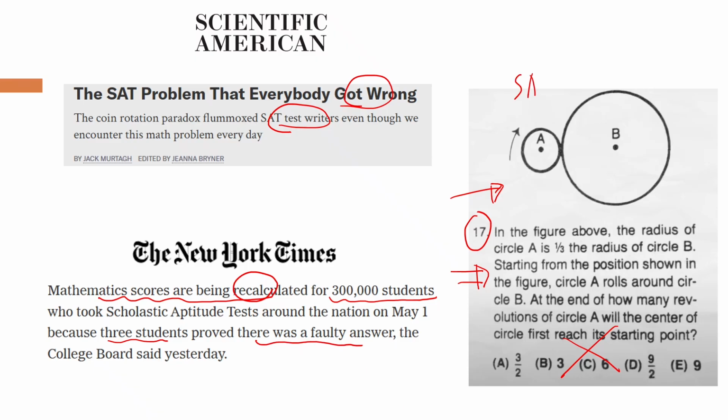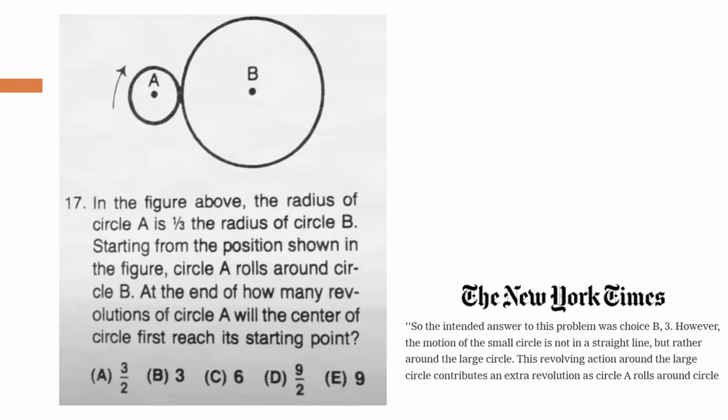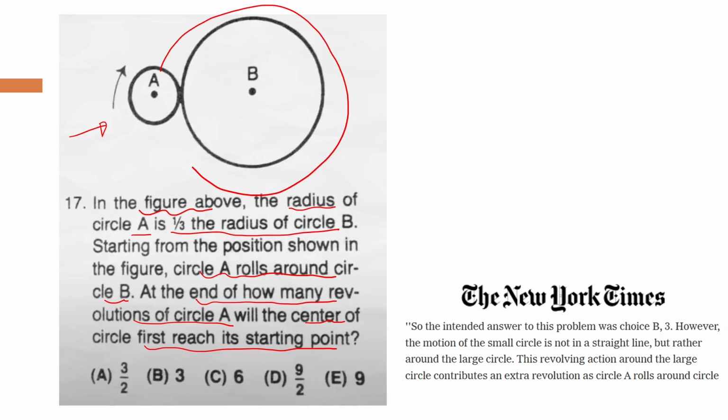Although this is an SAT question, in reality, this question is about physics, and let's discuss it today. The question says, in the figure above, the radius of circle A is 1/3 of the radius of circle B. Starting from this current position, circle A rolls around circle B. At the end of how many revolutions of circle A will the center of circle A first reach its starting point? The question basically says, while A rolls one revolution around circle B, how many revolutions should A self-rotate?